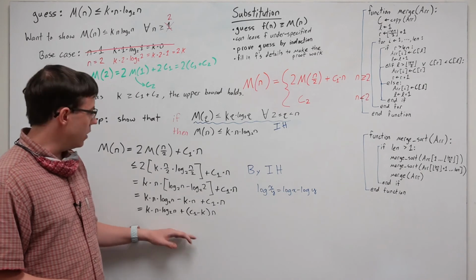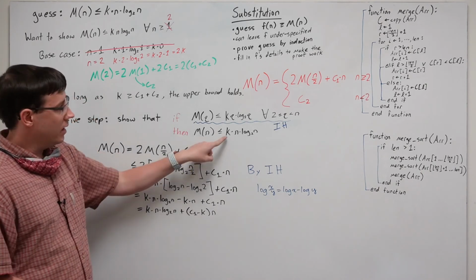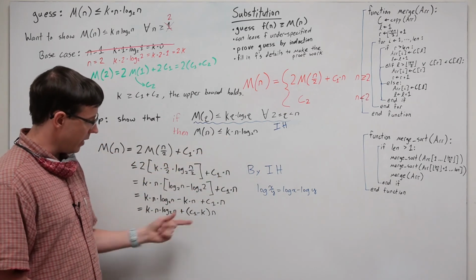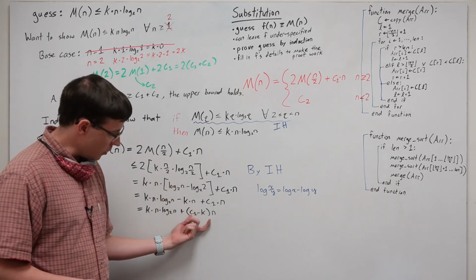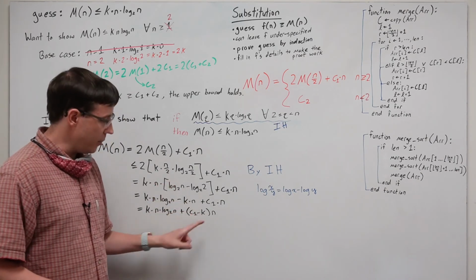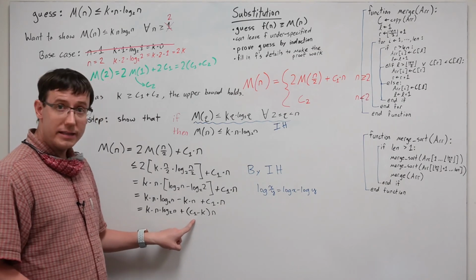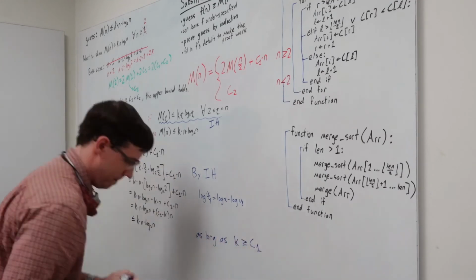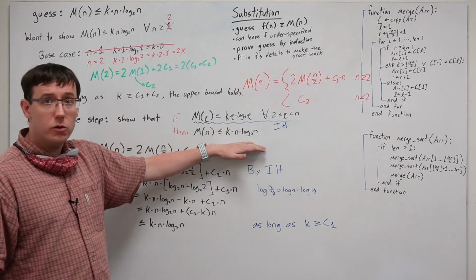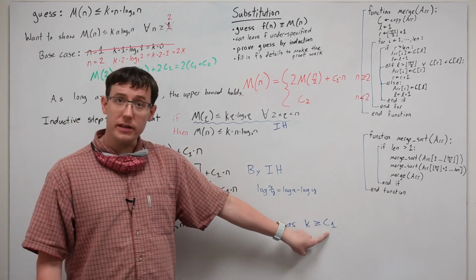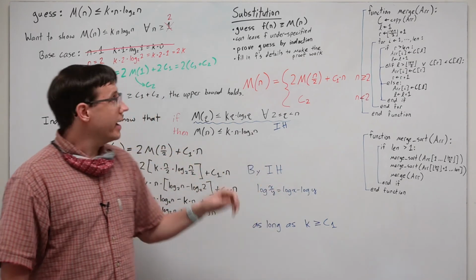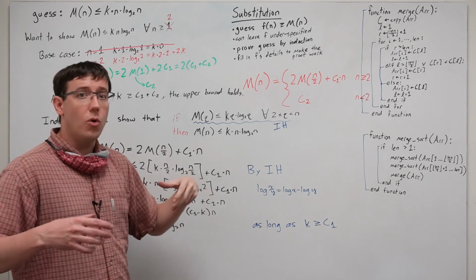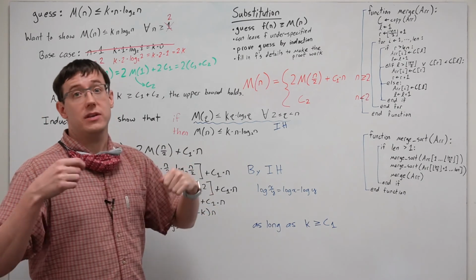And our goal was to show that m is less than or equal to k n log n. And we have k n log n plus this term. So we need this term to come out negative. And that will happen as long as k is at least c1. And now we've reached our desired conclusion. So as long as k is at least c1, we know that k times n log n will give us an upper bound on m for every n that's at least 2.